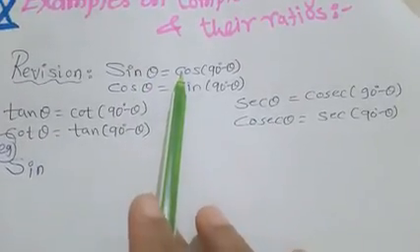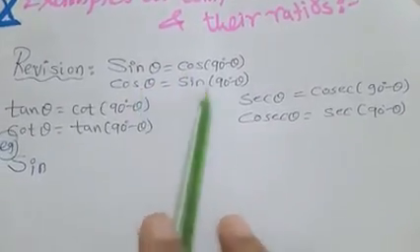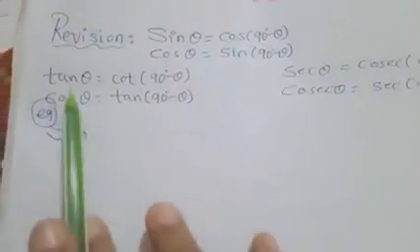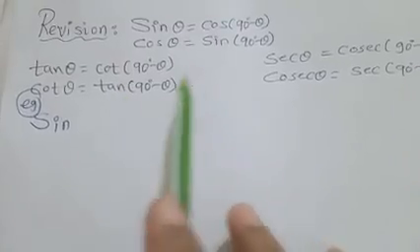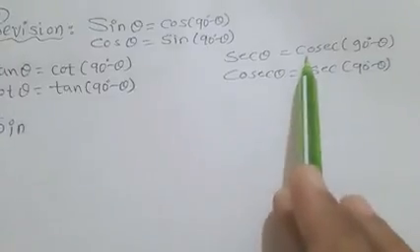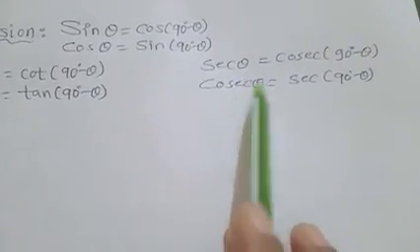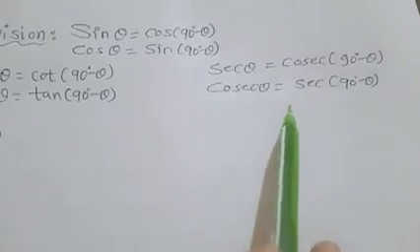Sin theta is cos 90 minus theta. Cos theta is sin 90 minus theta. Tan theta is cot 90 minus theta. Cot theta is tan 90 minus theta. Sec theta is equal to cosec 90 minus theta. And cosec theta is sec 90 minus theta.